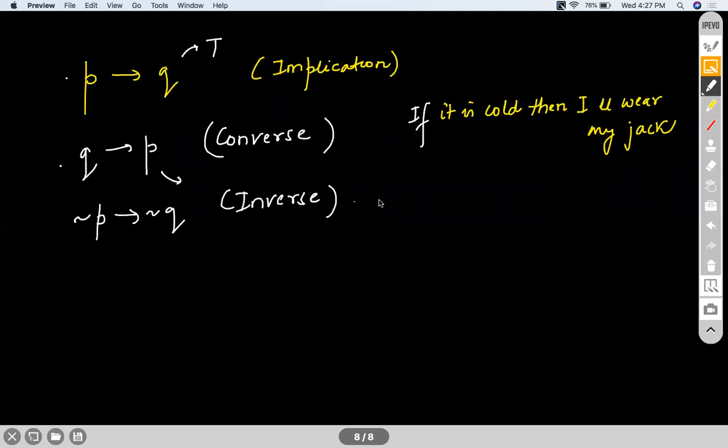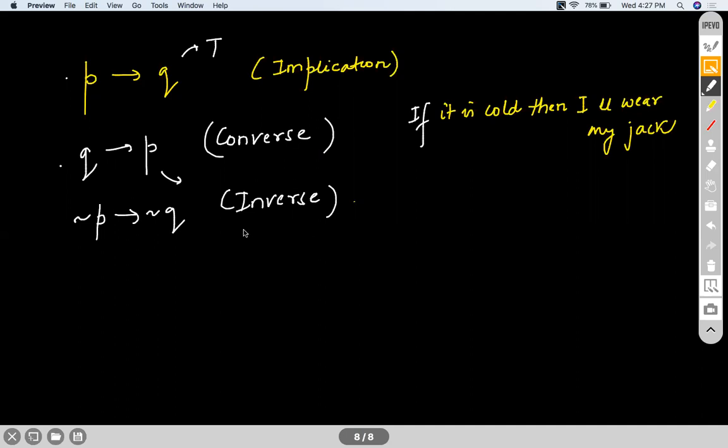Vidyota has given a statement. So the inverse is, if it is not cold, then I will not wear my jacket. Very good, Vidyota. What about converse? If I'm wearing my jacket, that means it's cold. Yes. If I wear my jacket, then it is cold.